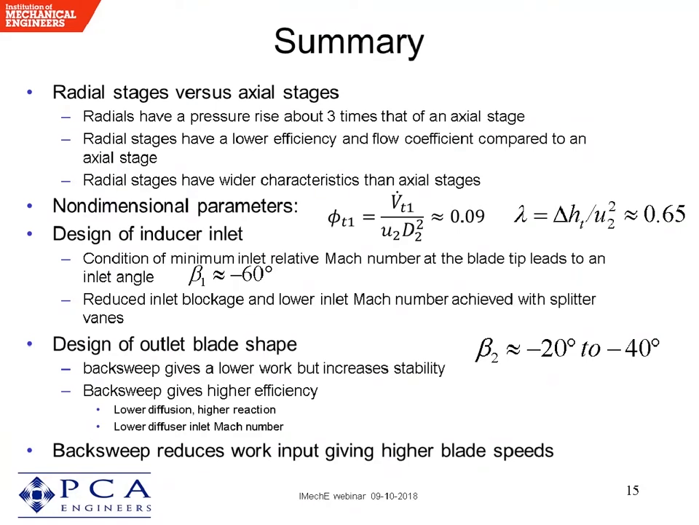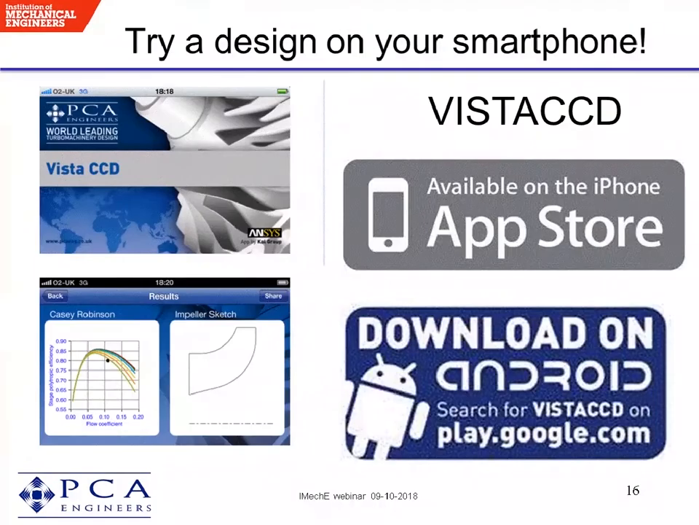The design of the inducer inlet determines the flow, and nearly all impellers will have an inlet angle of -60 degrees at the inlet, and to reduce the flow blockage at the inlet, they will be designed with splitter vanes. At the outlet, we have back sweep between -20 and -40 degrees. This gives lower work, but increases the stability, which is very important. Fortunately, it also gives higher efficiency. Unfortunately, it reduces the amount of work, so to get the same pressure rise, you have to go around faster.